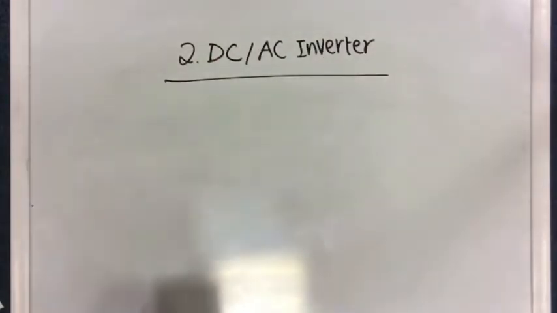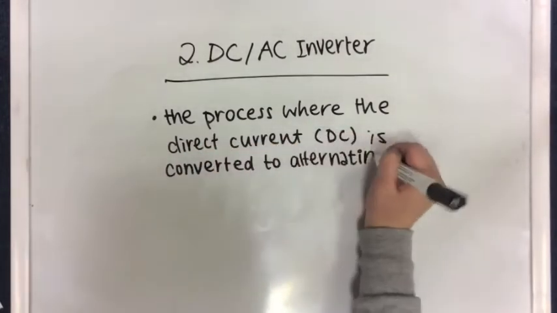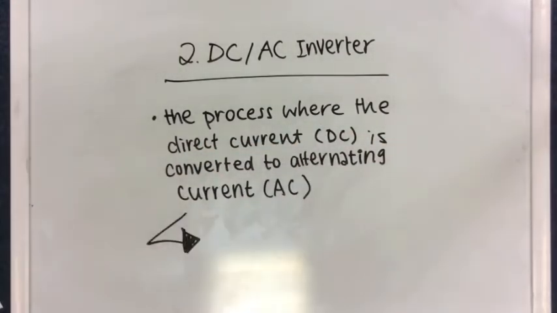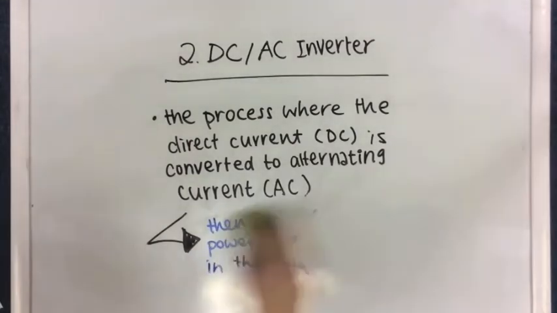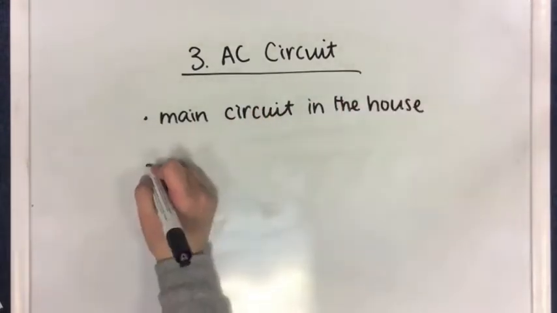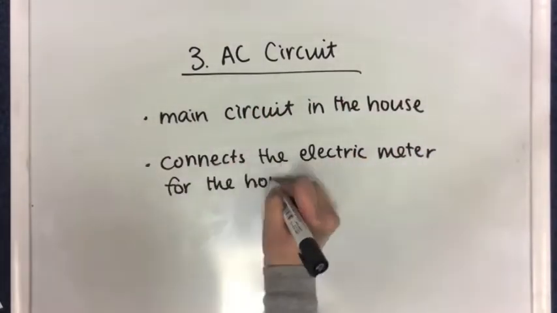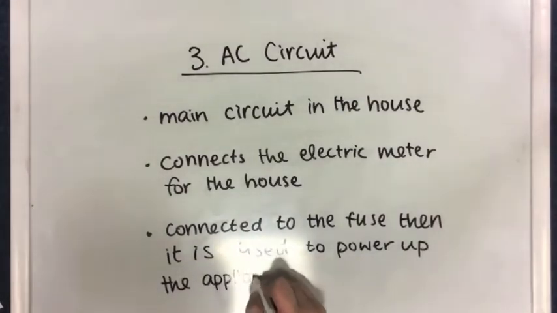Then there is a DC or AC inverter. It is a process where direct current DC is converted into alternating current AC. It is important because it can be used to power up the appliances in the home as well as in the electrical grid. Then there is the AC circuit. It's the main circuit to the house. It connects the electric meter for the house. It is also connected to the fuse that is used to power up the appliances in the house.